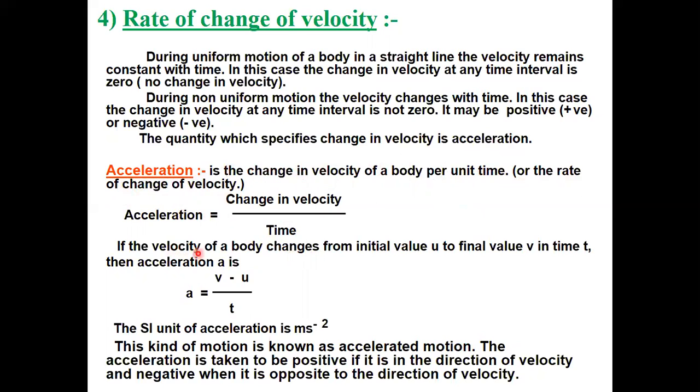If the velocity of a body changes from the initial value u to the final value v in time t, then acceleration a is a equals v minus u by t. Here v is the final velocity and u is the initial velocity.